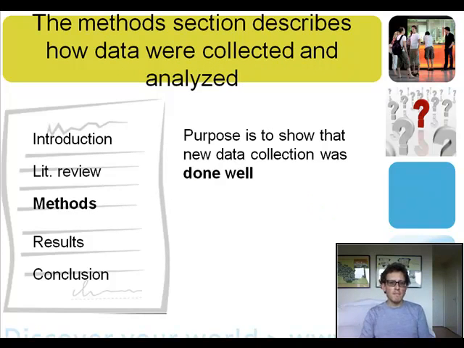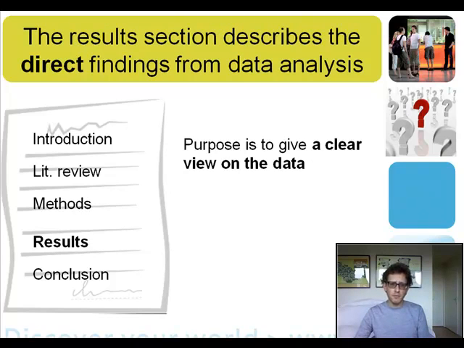Then the authors move on to the methods. The methods section describes how data were collected and analyzed. And again, it's not just a dry description. The purpose is to make an argument to show that this data collection was done well. Now, the one section that tends to be a little bit dry and boring sometimes is the results section, because the results section describes just the direct findings from the data analysis.